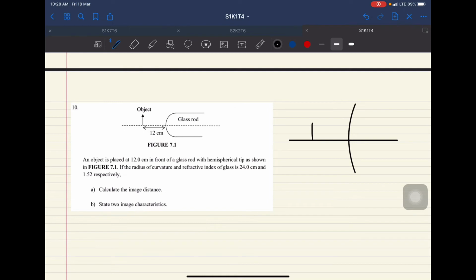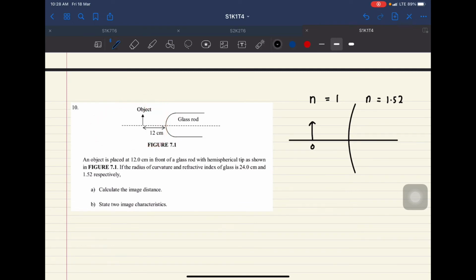Okay, this is your object, right? Okay, this is the surface here. So first of all, you have to determine which one is N1 and which one is N2. So N here is air. It doesn't say, but you need to know, because N here is glass, which is equal to 1.52, and because of air, this one is N equals to 1. Okay. So you can imagine if this one is glass rod, the remaining area is air.